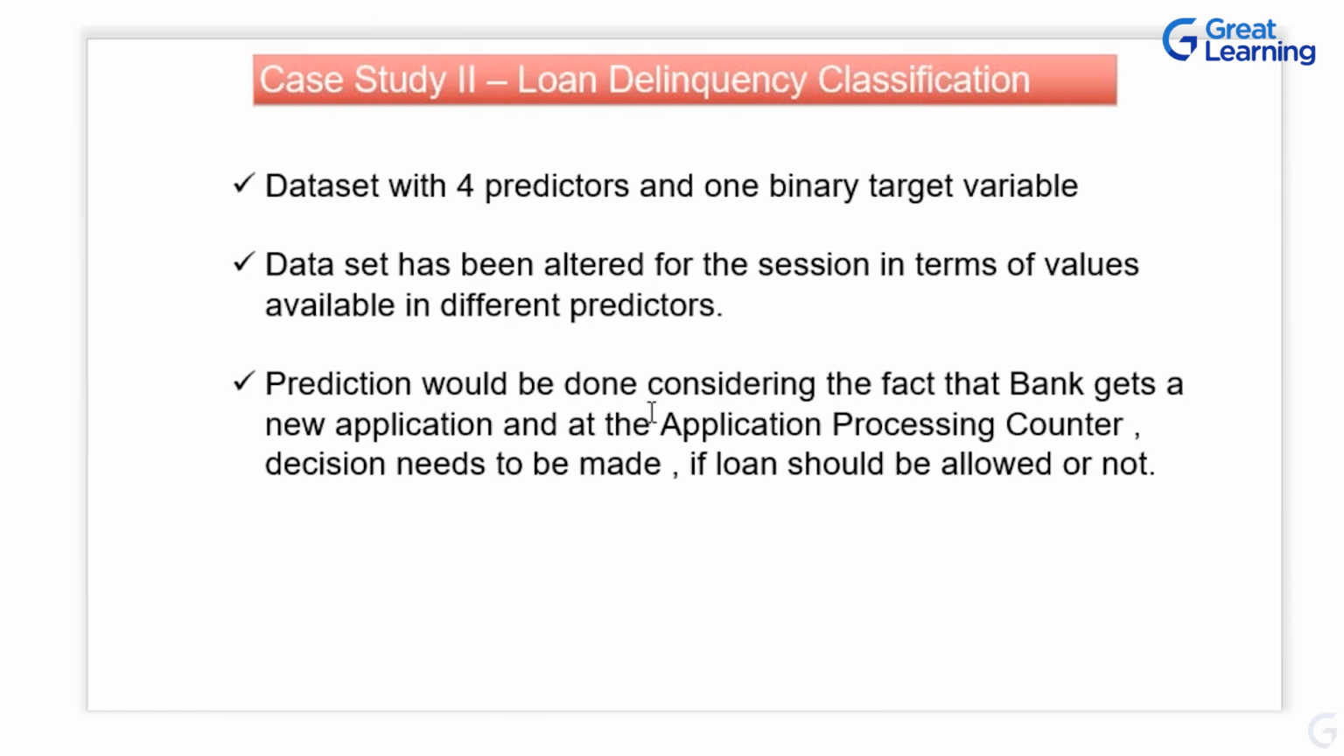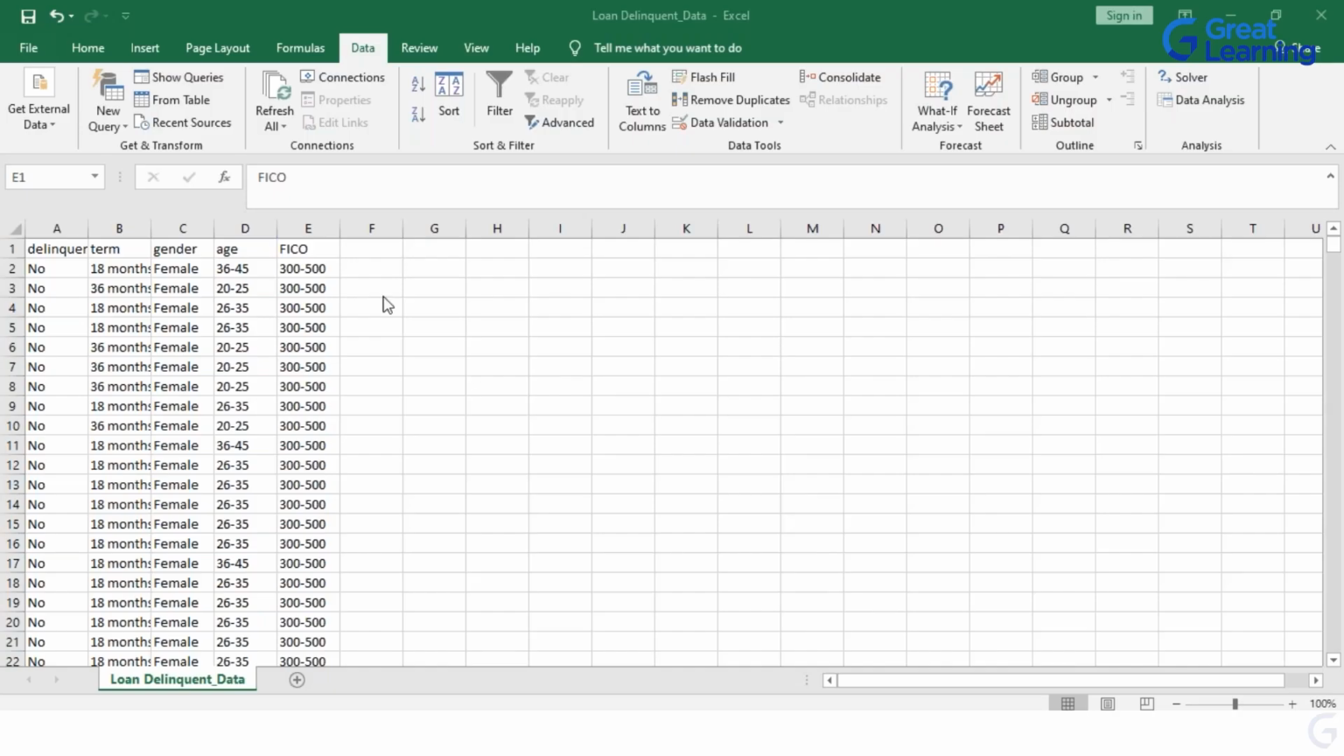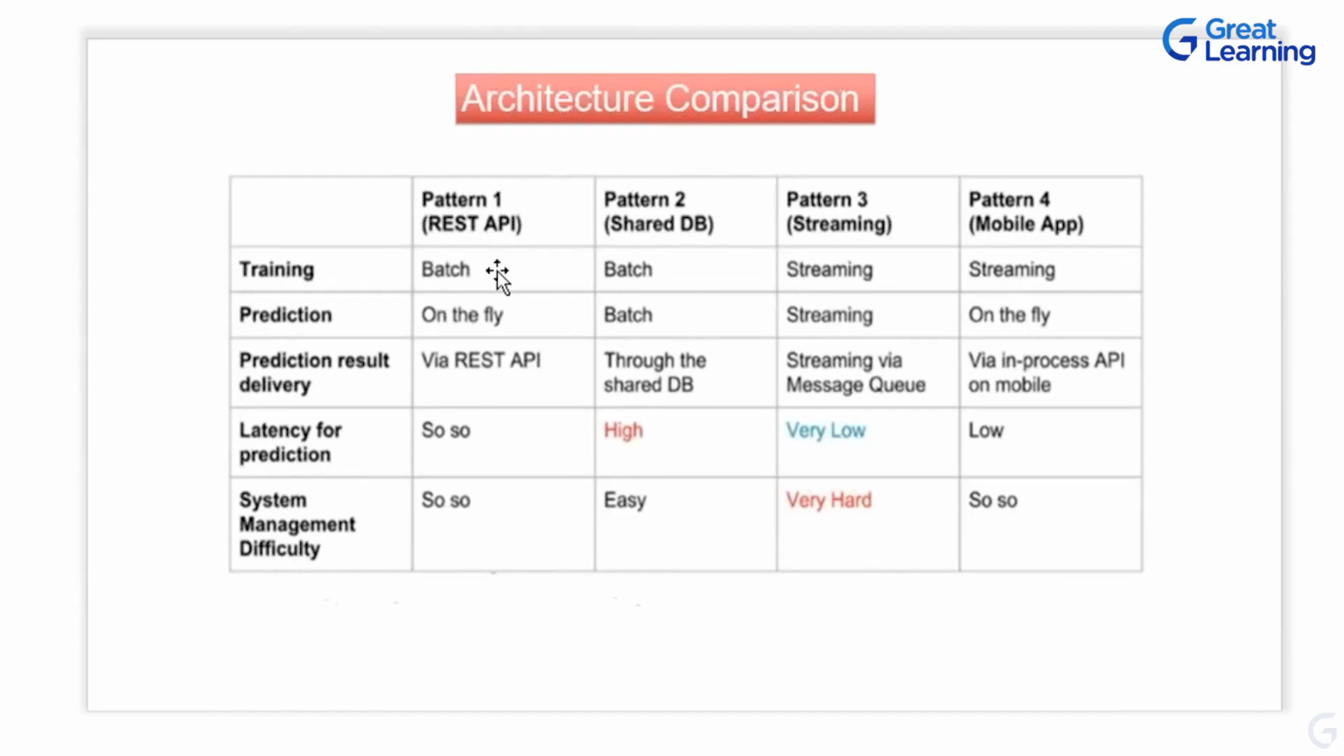So I have developed an application. This application is already available to me, and it's available in a batch mode. If I compare with the architecture which we spoke about, let's just go back. Yeah, so I have the model which is already trained, available in a batch mode. I want to do a prediction on the fly, which means let's assume Anjana walks into the bank. These 4 predictor variables' data is collected by the bank, and based on the values, Anjana will be told at the counter whether her loan is approved or not.